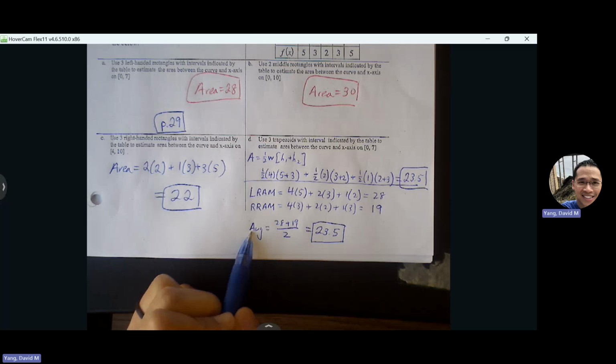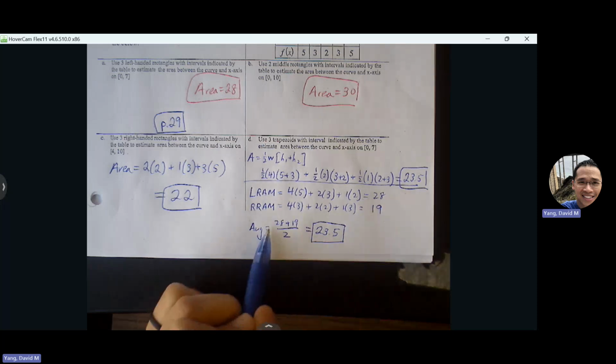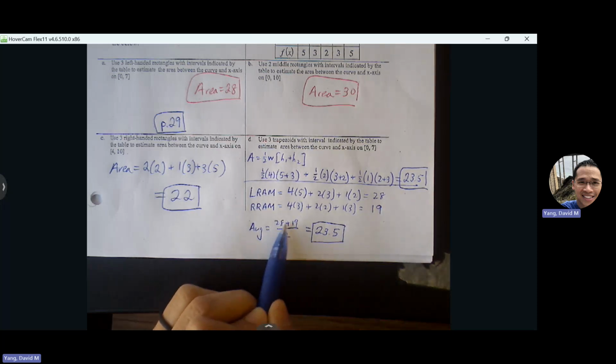Make sure that you remember when you find the average of two numbers, you're adding them and dividing by two. You're not subtracting and dividing by two, right?